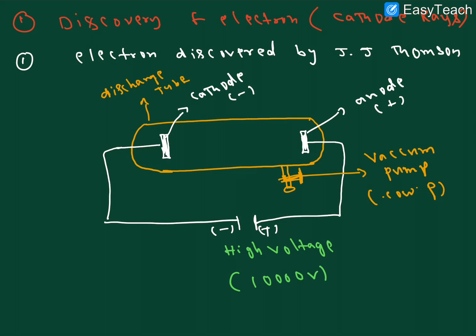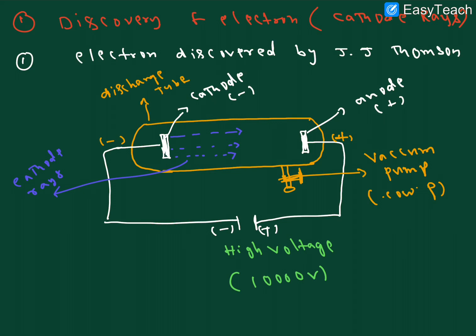Whenever we apply the electricity, some rays travel from the negative part to the positive part. The rays pass from the cathode to the anode. This is also known as cathode rays. This is the exact experiment.